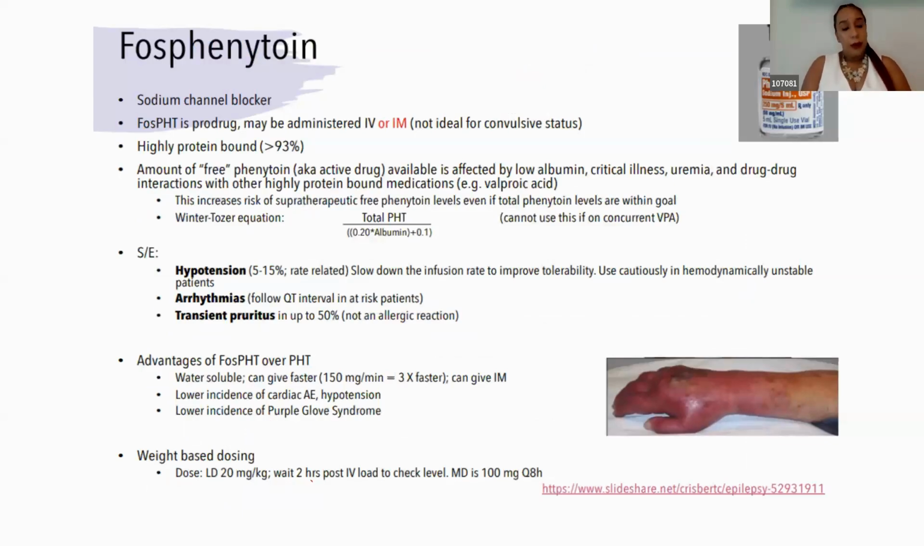So fosphenytoin, like I mentioned, is a sodium channel blocker. It can be administered IV or IM. IM is not ideal. It can cause hypotension, arrhythmia, transient pruritus. Advantages of fosphenytoin over phenytoin is it's water soluble, so it's 3 times faster, with lower incidence of cardiac arrhythmias and hypotension, and lower incidence of purple glove syndrome. I'm sorry, I think I said Redmond syndrome. Purple glove syndrome. Weight-based dosing, 20 milligram per kilogram.